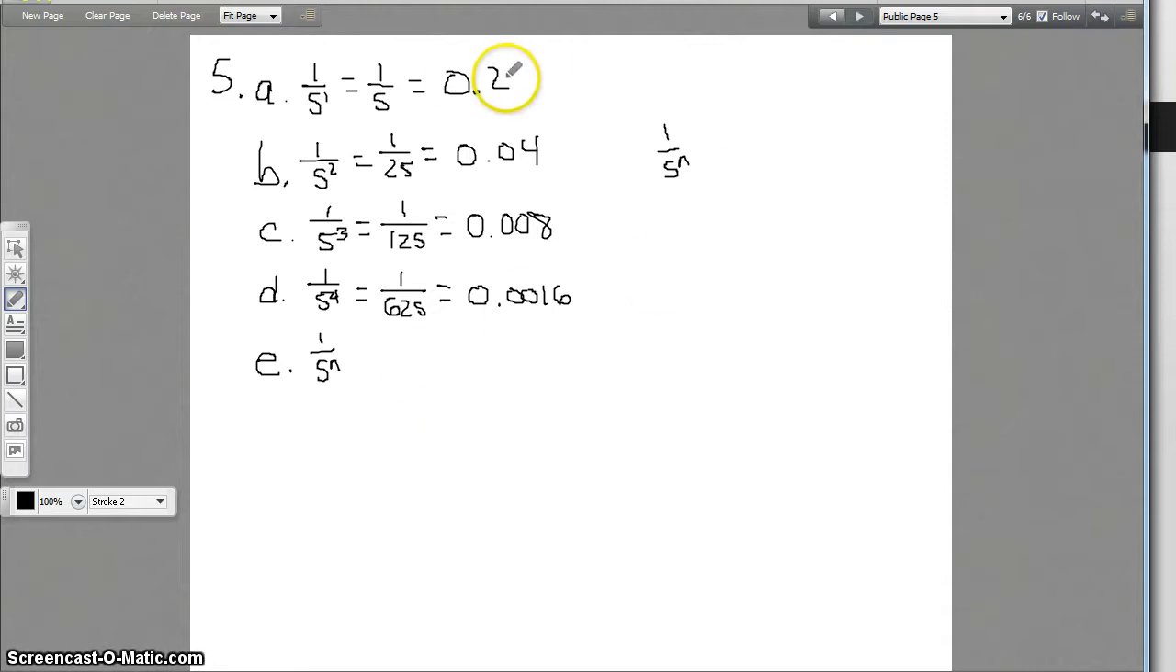Well, all of the ones that we did here, they all terminated. So I'm going to say that it's going to terminate or end, because it asks you if it ends or does it start repeating digits. So I'm going to say that it ends.